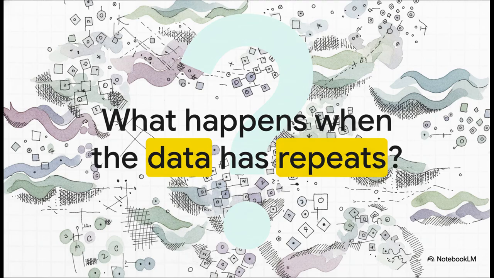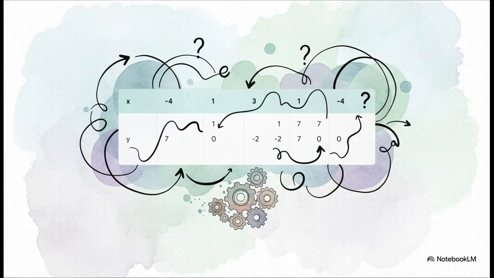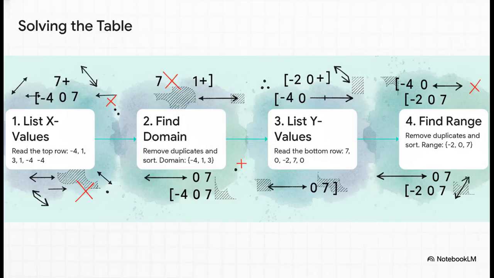Okay, so those examples were pretty clean, but let's be real. Data isn't always that neat. What happens when things get a bit messier and we've got a bunch of repeats? So let's take a look at this table. You can see right away that some of the x values and y values are showing up more than once. So how are we supposed to handle that? Well, it's the exact same process we just used, but with one little cleanup step.